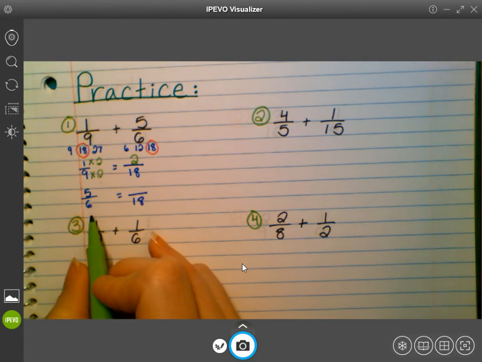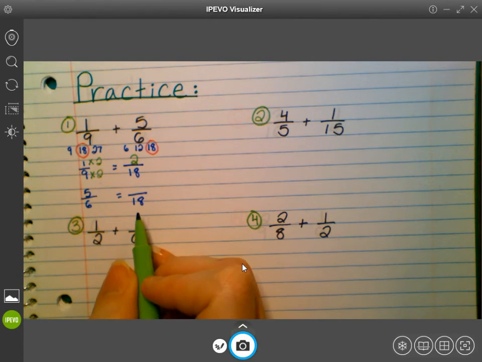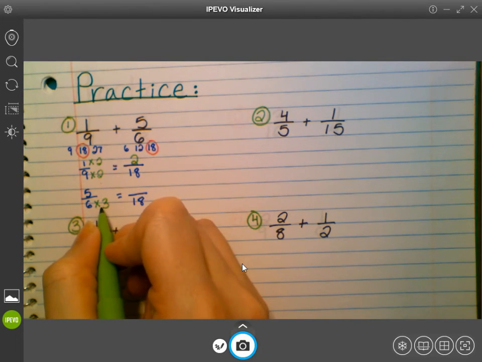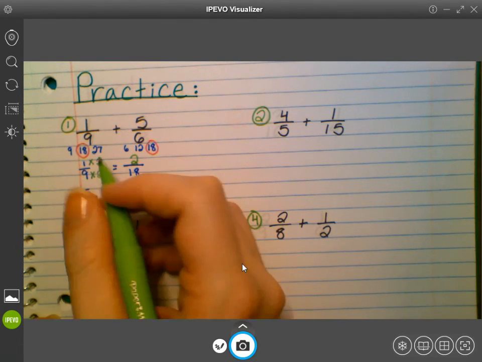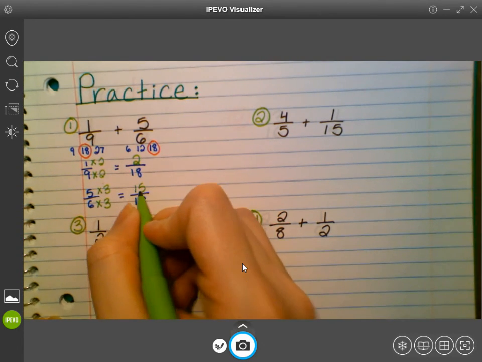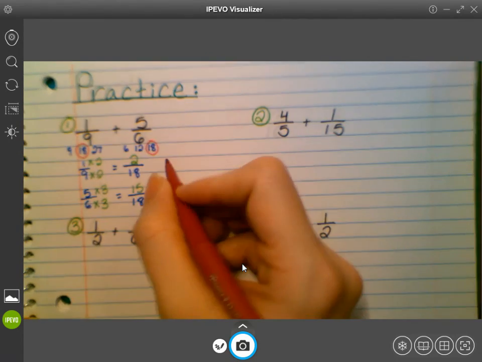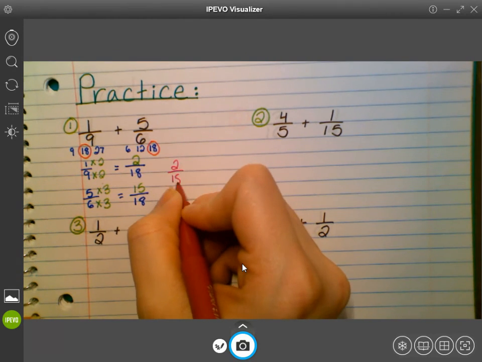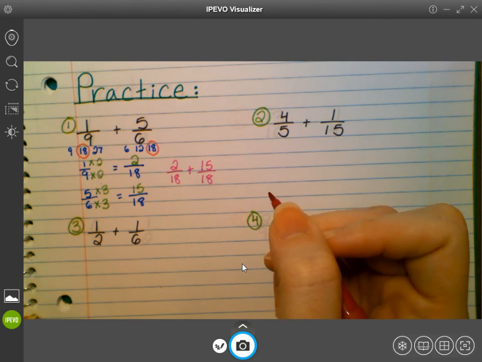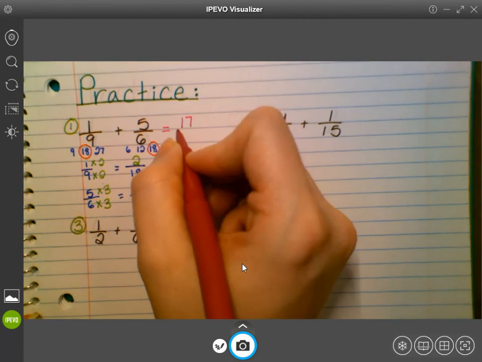Then I'm going to come down and do the same thing with 5/6. So 6 times what equals 18? Well, 6 times 3 equals 18. Whatever I do to the denominator, I have to do to the numerator. So I'm also going to multiply that by 3. 5 times 3 is 15. So then I will take 2/18 plus 15/18, and that equals 17/18.